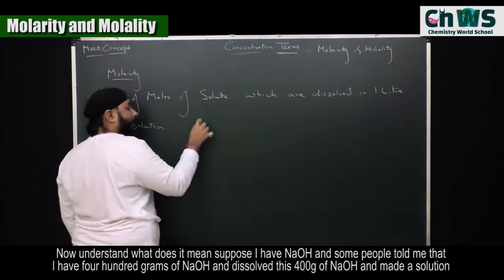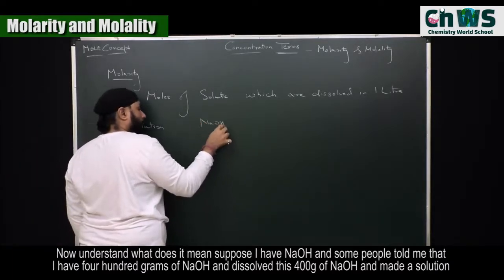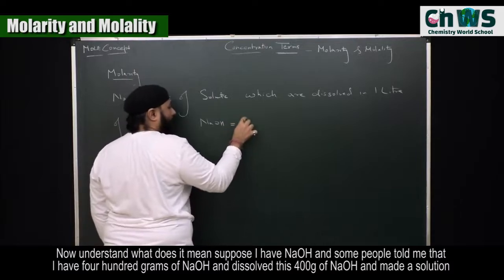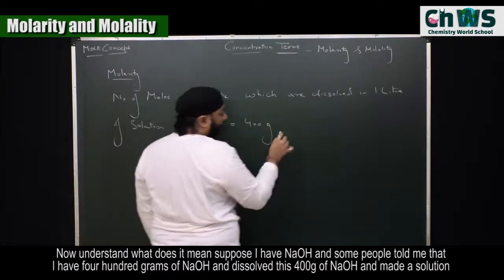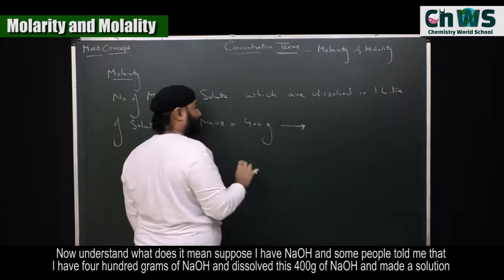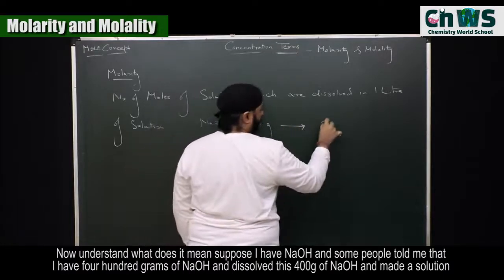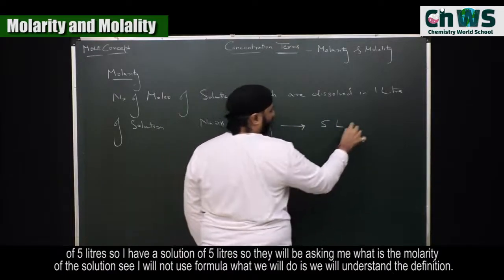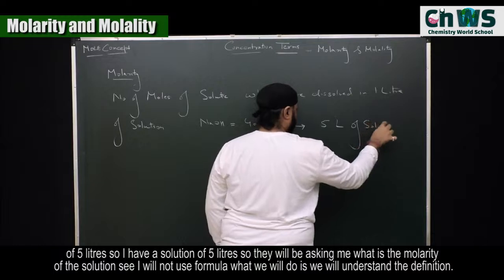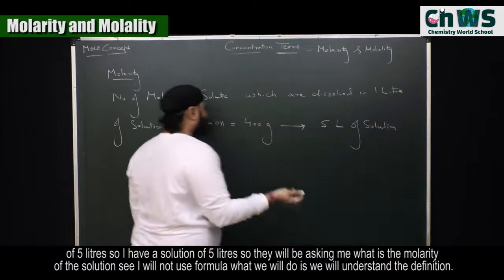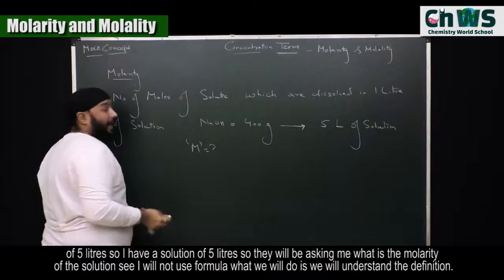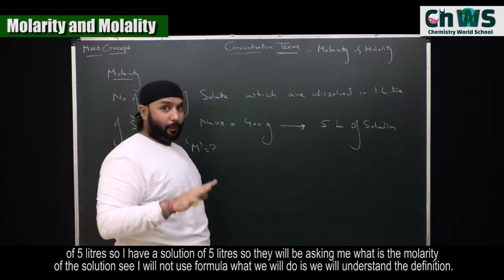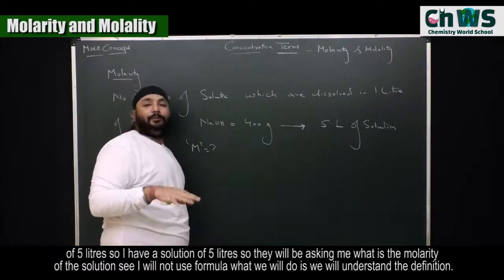Suppose I have NaOH and I am told that I have 400 grams of NaOH. I have dissolved this 400 grams of NaOH and made a solution of 5 liters. So I have 5 liters of solution. They will be asking me what is the molarity of the solution. See, I will not use a formula, right? We will understand the definition here.